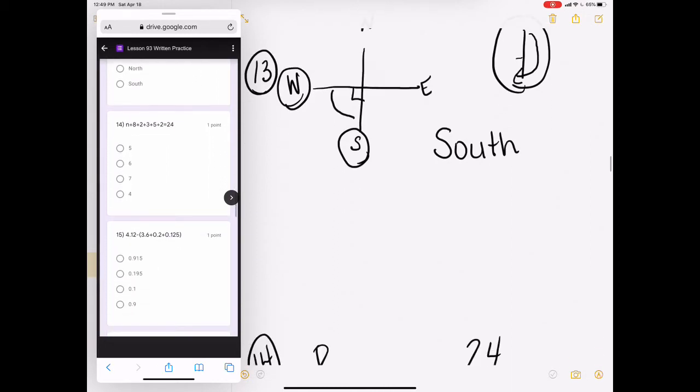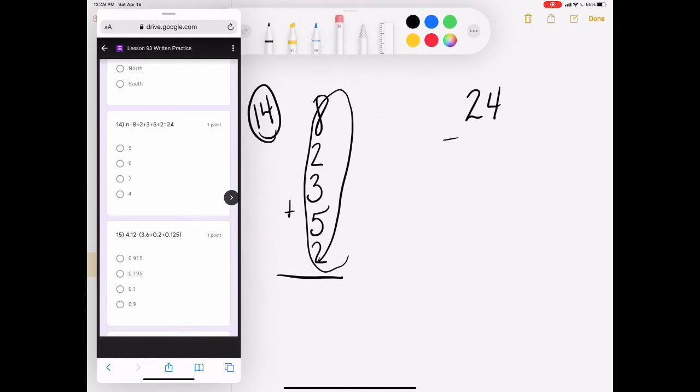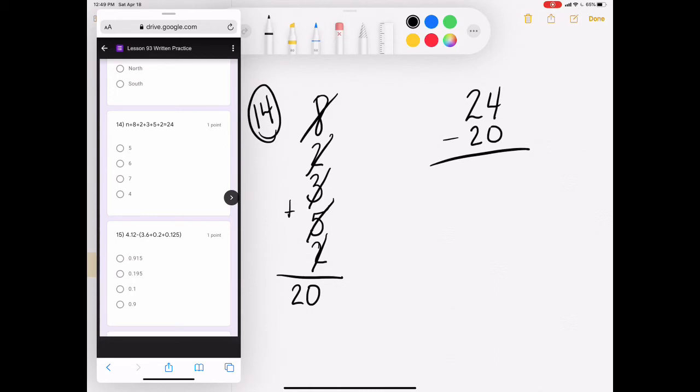Number 14, n plus 8 plus 2 plus 3 plus 5 plus 2 is equal to 24. So we're going to need to find the value of n by adding all of these and then subtracting from 24. 8 and 2 is 10, plus 3 is 13, plus 5 is 18, plus 2 is 20. So 20 out of 24, you have 4 left over, so that means n is equal to 4.